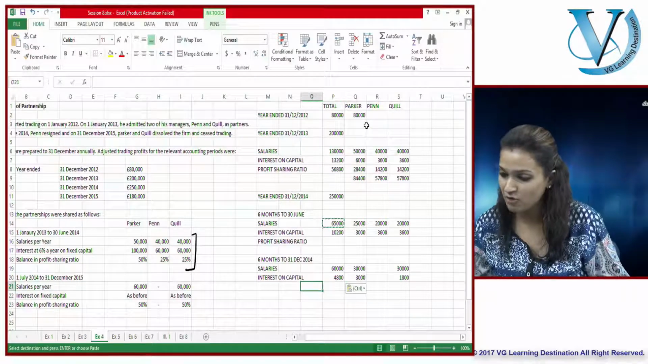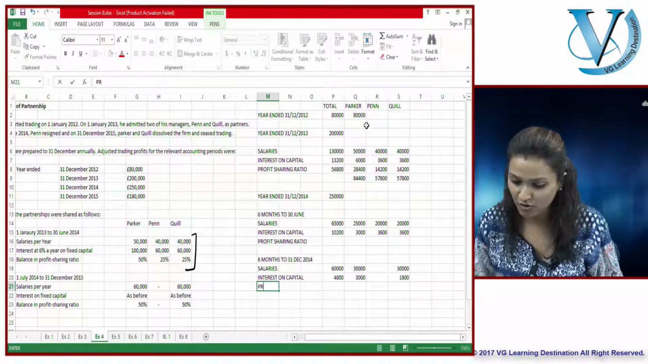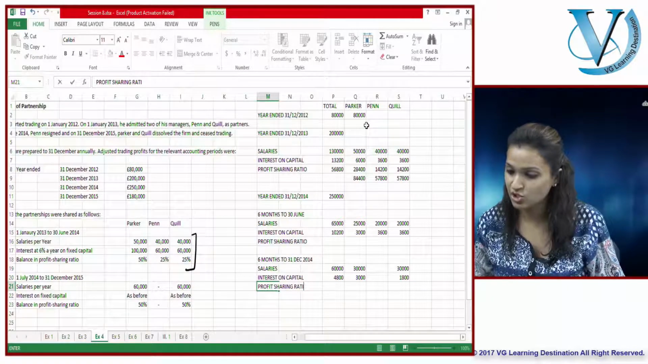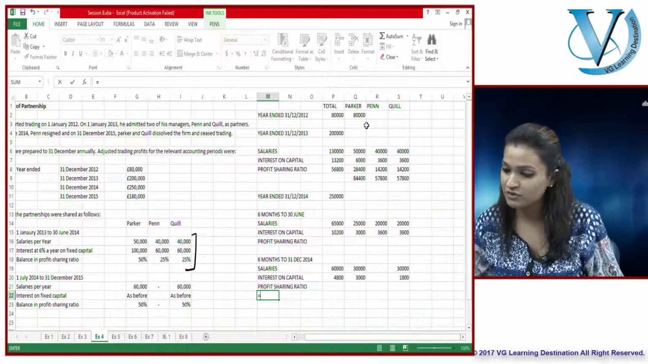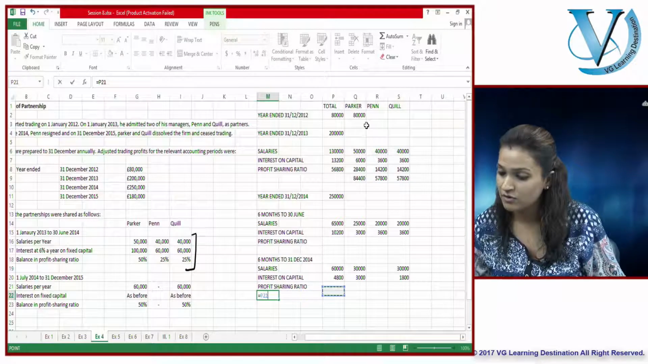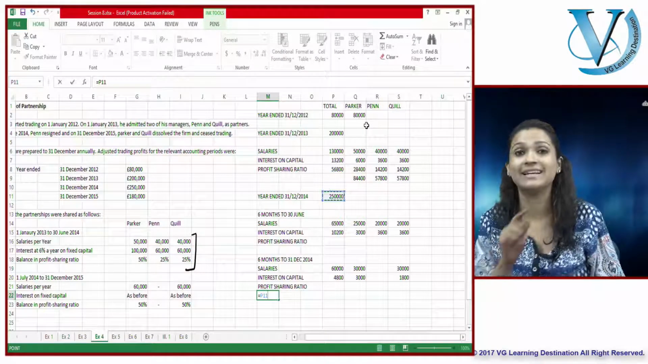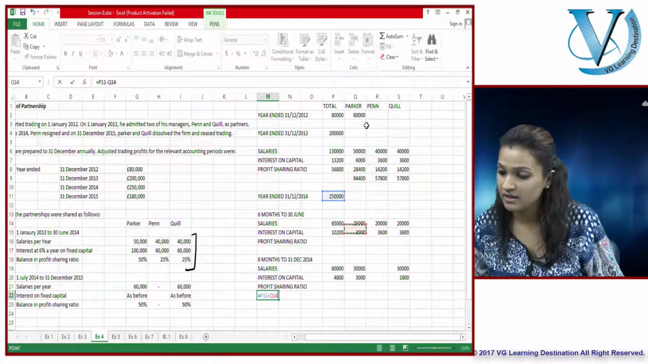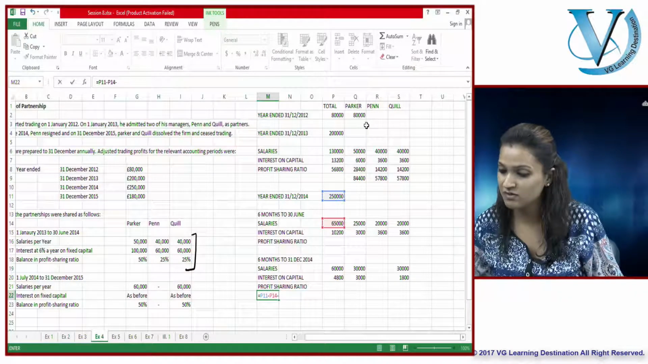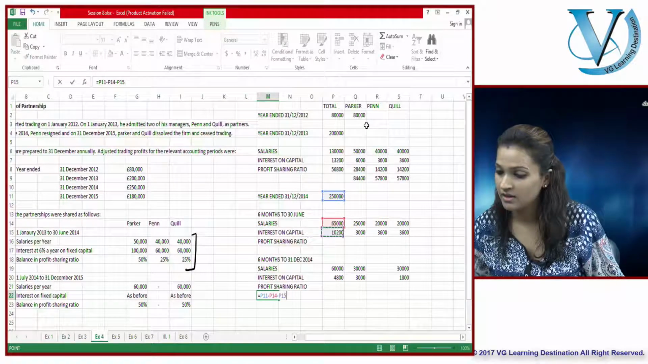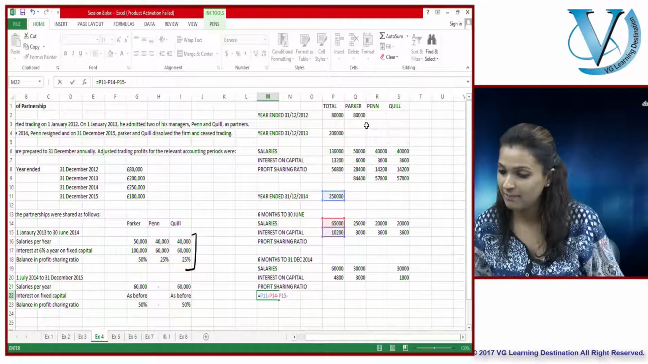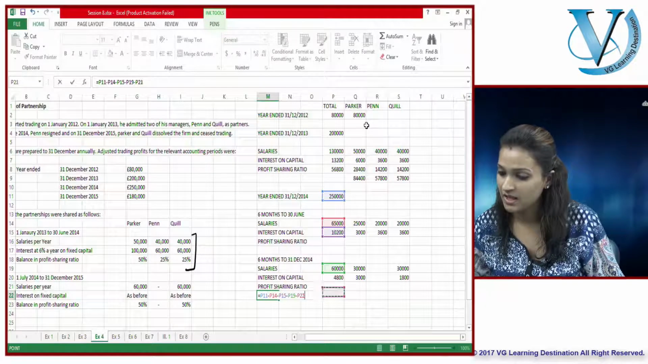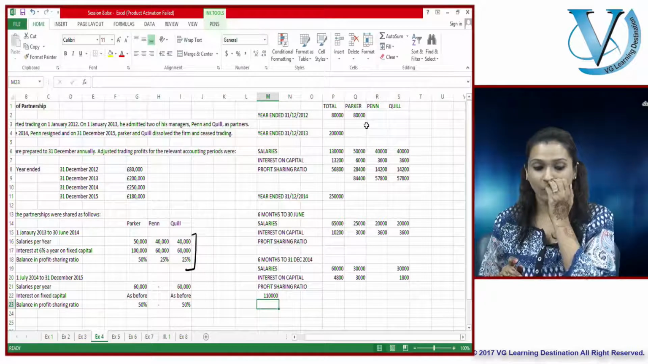How much profit is left? This is profit sharing ratio. What is left out of the total profits of 250,000 pounds for the entire year? You've given away salaries, you've given away interest on capital, right? So what is left?